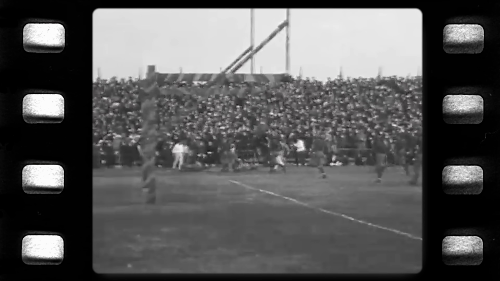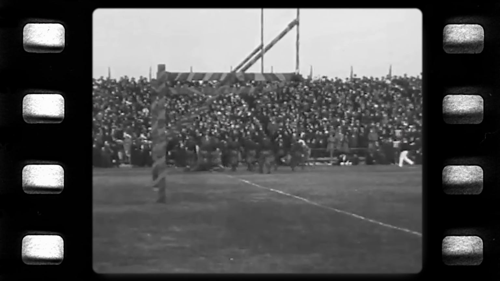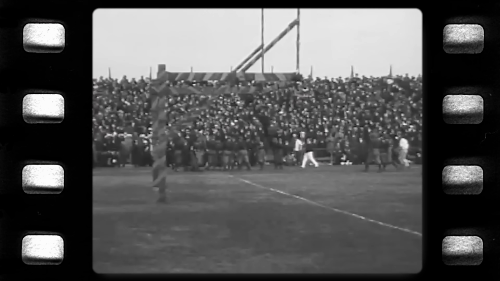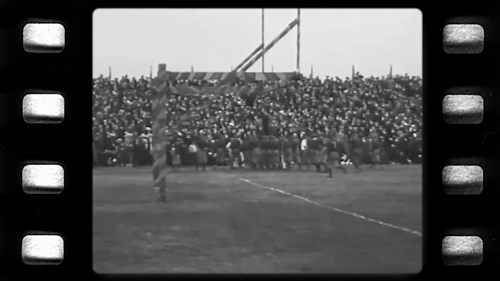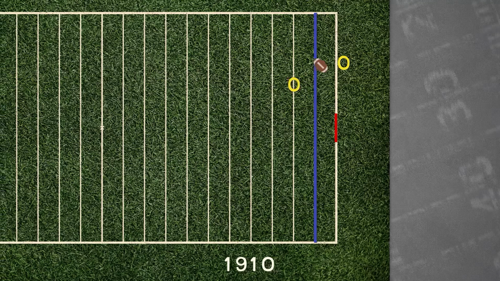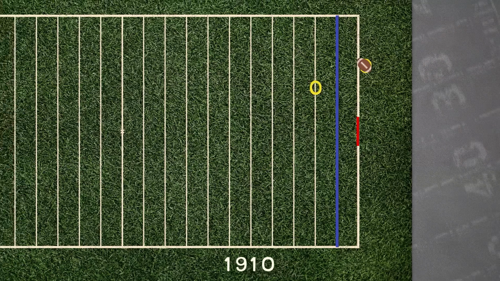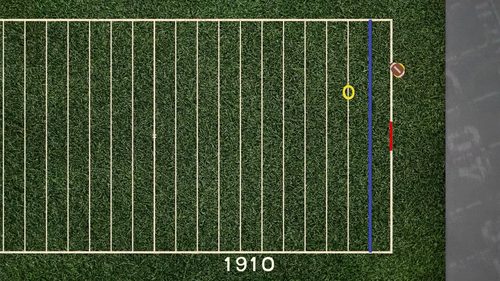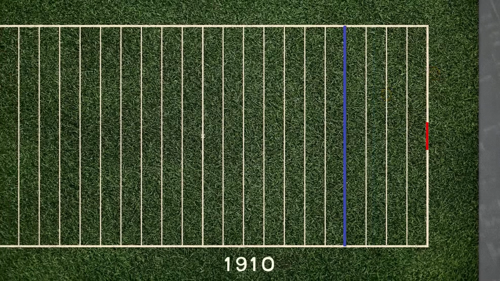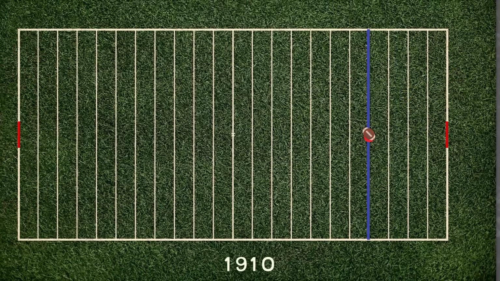The Rules Committee wanted to capitalize on this momentum and further refine the passing game. But the pass was being held back by the layout of the field. Before 1912, if a pass was caught beyond the end line, the receiver didn't immediately score a touchdown. The catch was instead considered a touchback, and the other team would receive the ball on their 20-yard line.